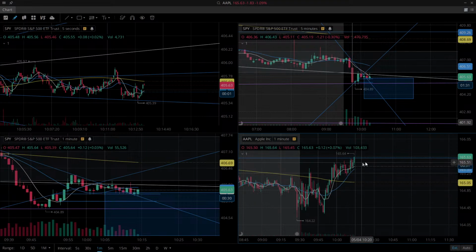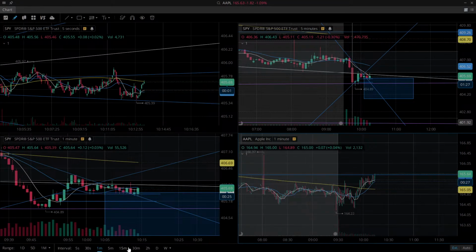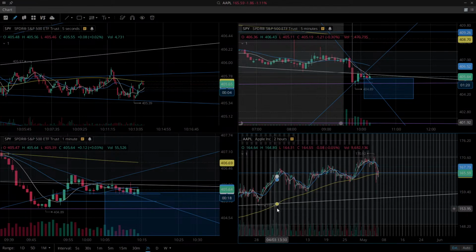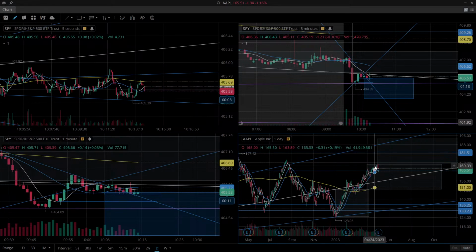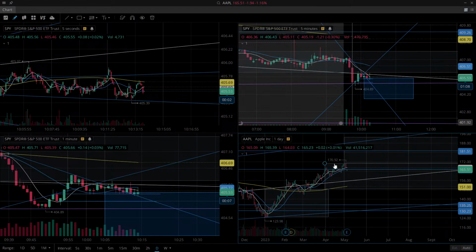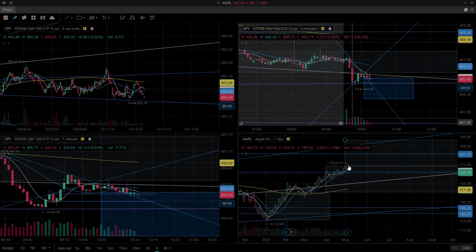Man, that is choppy. Let me show you if you haven't been watching. With Apple, I threw a daily measured move box up. It met that to the penny almost. A little bit of an overshoot. I had 170.90, it went to 170.92. Close enough. So we got leg 1, accumulation, leg 2 done.